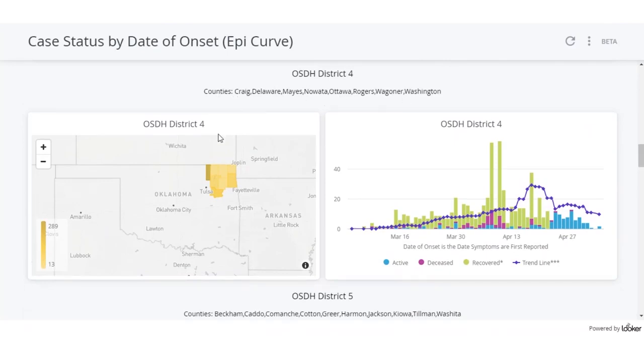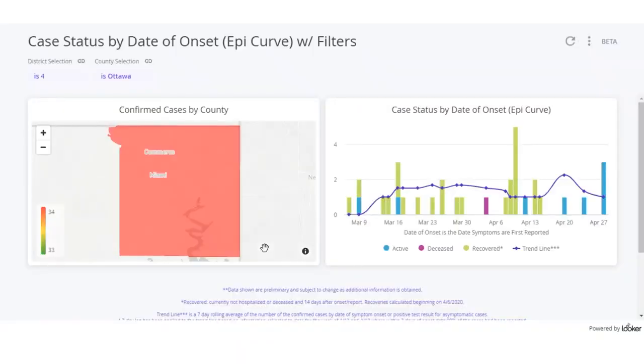These maps also provide that same functionality to be able to hover and also to be able to click on a particular county. So in this example, we're looking at Ottawa County, which has 34 total cases. By clicking on the ellipses here, these three dots, this will bring you to a county dashboard, which provides historical day-by-day information for a particular county. So for this example, this is Ottawa County.